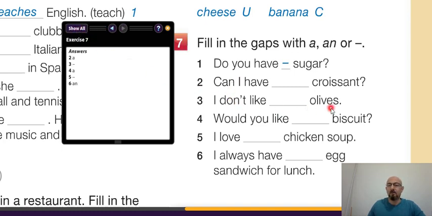I don't like olives. Olives, plural, nothing. We don't use a or an with plural. Would you like a biscuit? I love soup. Soup is uncountable. So we don't use anything here. Six, I always have an egg sandwich for lunch. So here, an egg sandwich.